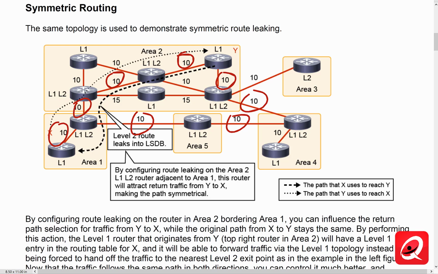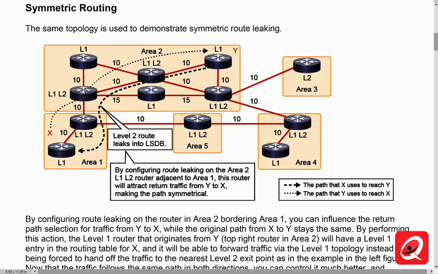symmetric routing. So by leaking the route into the link state database in area 2, we will use the return traffic from Y to X, making that same symmetrical path. And we can influence various aspects of that as well, by choosing that path based on metrics and so on.